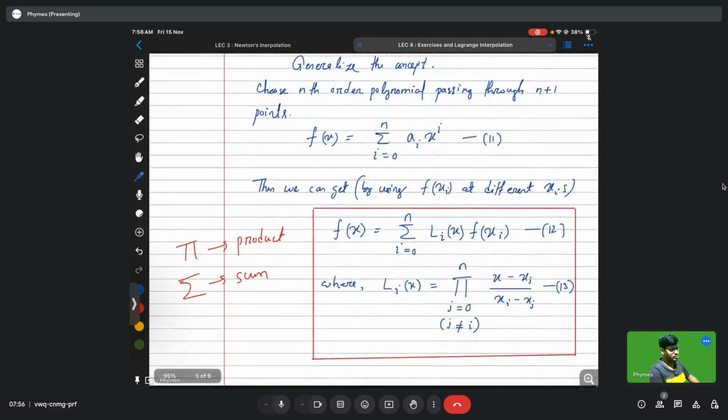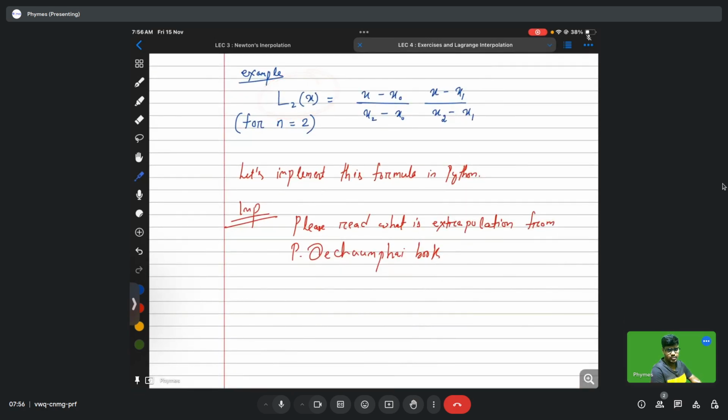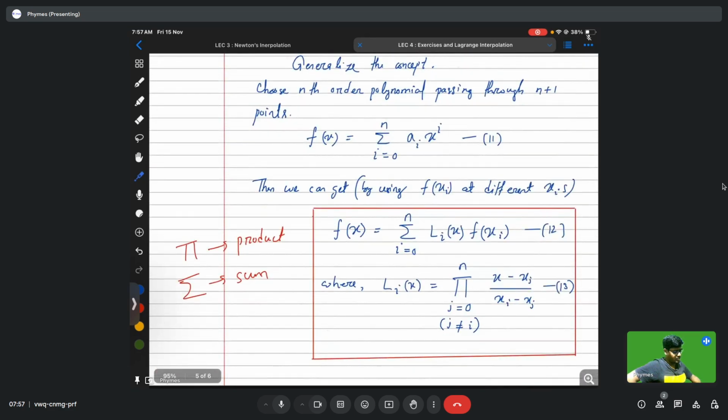And if you see how this polynomial works, let's see an example. Let's find what is L2(x). For L2(x), the value of n is 2, right? The value of n varies from 0, 1 and 2. Here in the product term, j will go from 0 to 1 to 2, right?